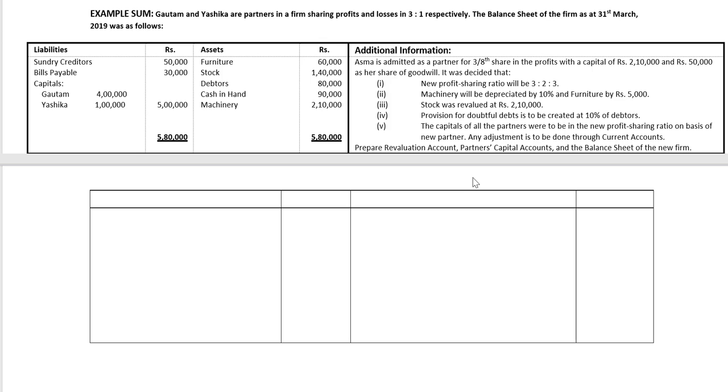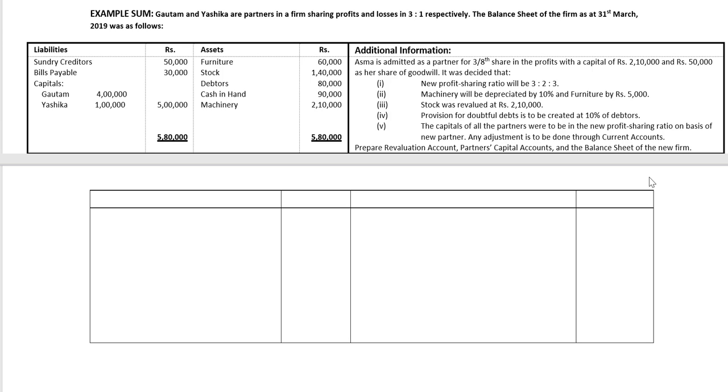So here, the point 5, which says the capitals of all the partners were to be in the new profit sharing ratio on the basis of the new partner, tells us it's an adjustment of capital sum which is based on the first method, where the old partners Gautam and Yashika's capital have to be adjusted on the basis of Asma's capital. Also, the sentence any adjustment is to be done through current accounts tells us that the adjustment has to be made through the partner's current accounts and not by introducing or withdrawing cash.